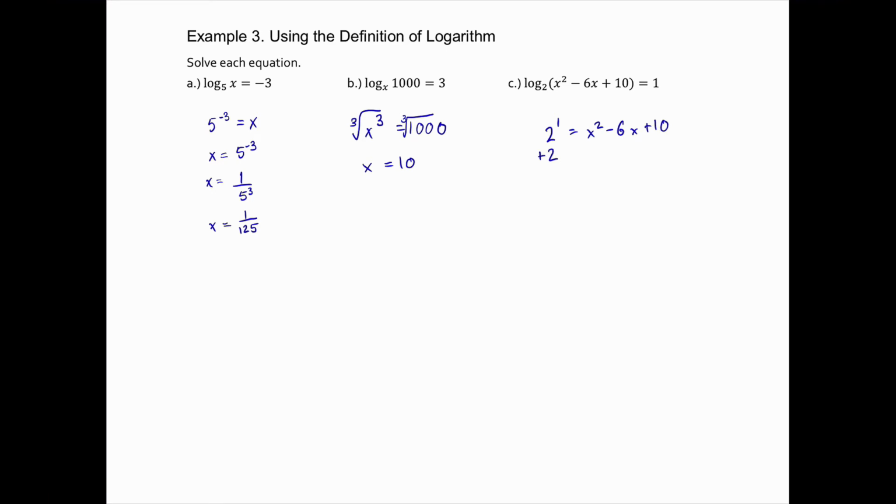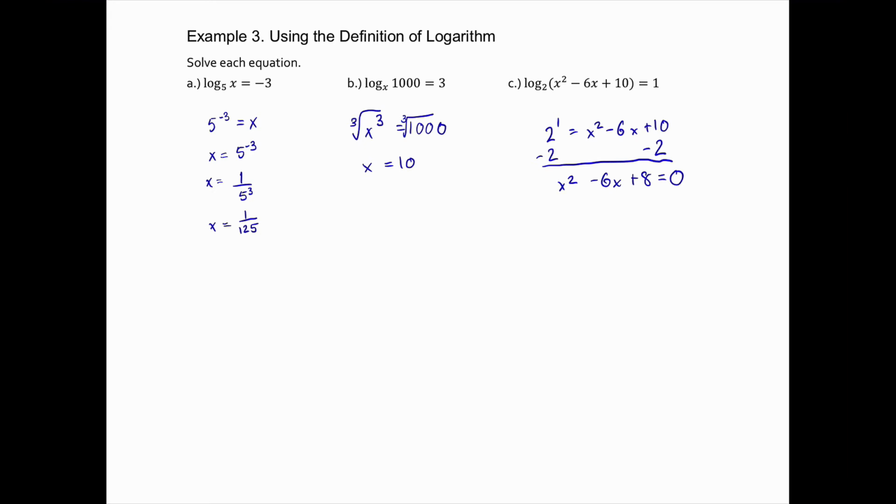So to solve this, I'm going to add 2 to both sides. And then we have x squared. Well, excuse me, I don't want to add 2 to both sides. I want to subtract 2 from both sides. So this gives me x squared minus 6x plus 8 equals 0.